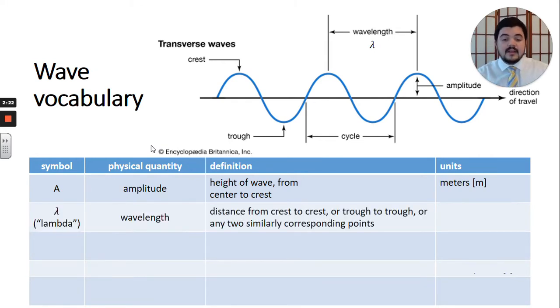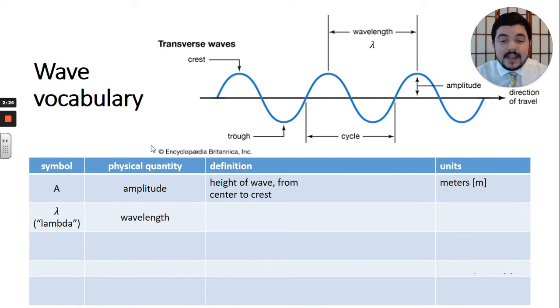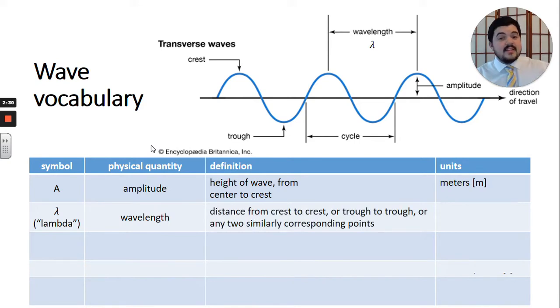Our next quantity is wavelength. We use the Greek letter lambda to represent the wavelength, and it is the distance or the length from crest to crest, from trough to trough, or any two similarly corresponding points. The unit for wavelength is meters per wave, which we often just call meters because wave isn't a unit of measure.